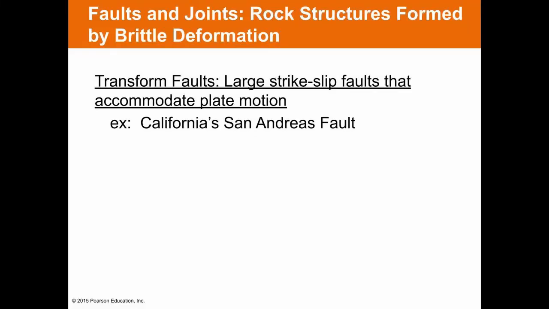If a strike-slip fault is large enough, we call it a transform fault because it literally transforms the nature of the planet. San Andreas fault would be a transform fault. It's also a strike-slip fault. Same thing, just transform is the large scale, the plate tectonics version, whereas strike-slip can be a local faulting event.